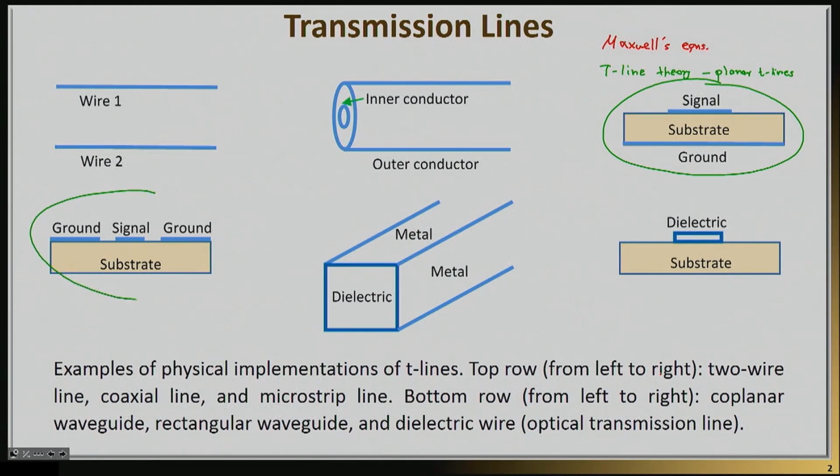This transmission line, which is called coplanar waveguide, or CPW, is also a planar transmission line. And there are other ones, of course, but these are the most, I would say, dominant ones in terms of how often we utilize them. But three-dimensional transmission lines, like the coaxial line that you see here, as well as the waveguide line that you see here, can also be analyzed using similar techniques.